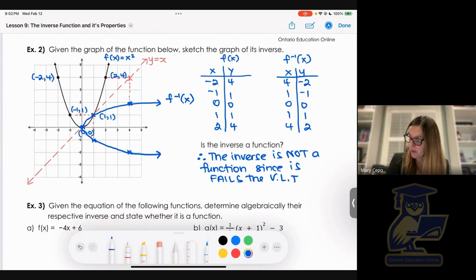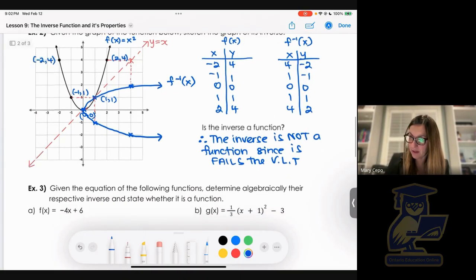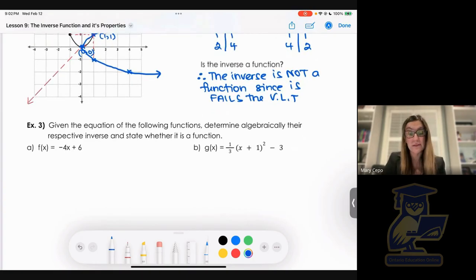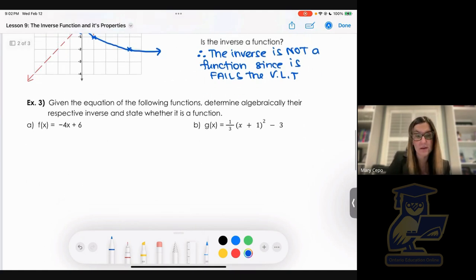Okay, moving on. The third way we can obtain the inverse is algebraically. Given the equation of the following function, determine algebraically its respective inverse and state whether the inverse is a function. I'm going to take it step by step. We have f of x is equal to negative 4x plus 6. We can identify that as a linear function.